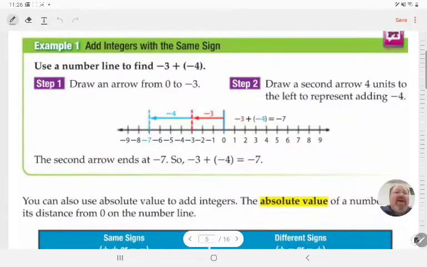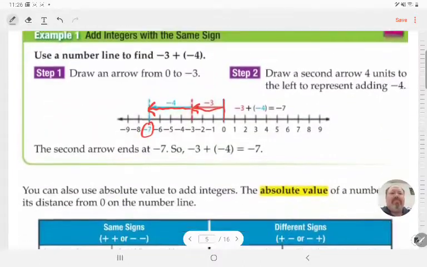So if I was going to add -3 plus -4, I could start at 0. I go to the left, -3. Then I add -4. The negative sign means I move to the left. So I move 4 more units to the left, and I get -7. Okay? So that's how I can use a number line to add two negative numbers, or add negative numbers. Okay? Or positive numbers.